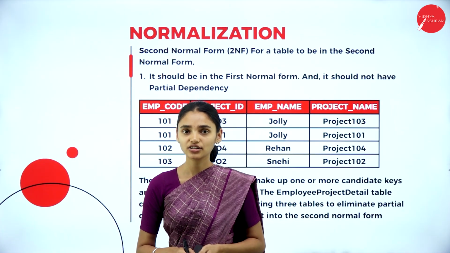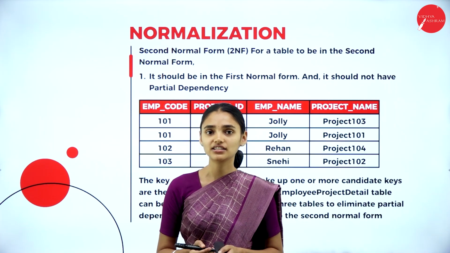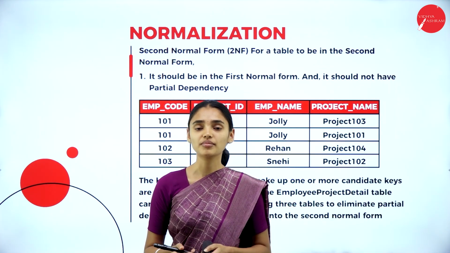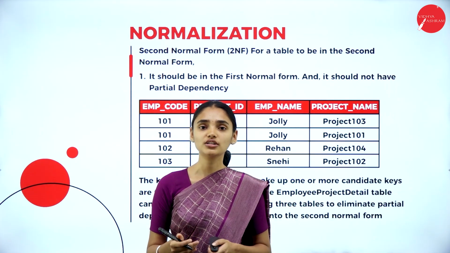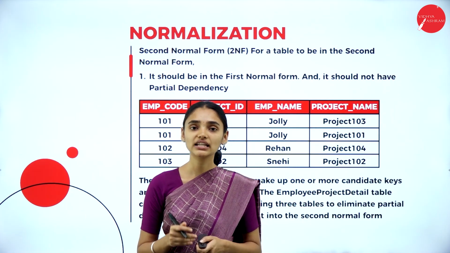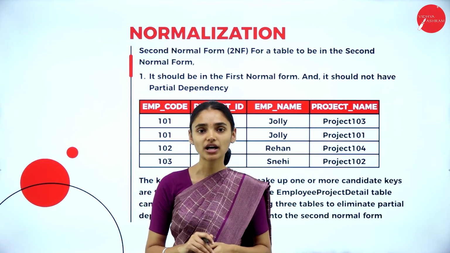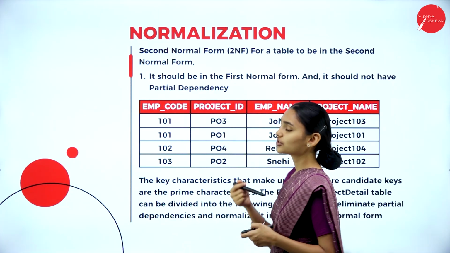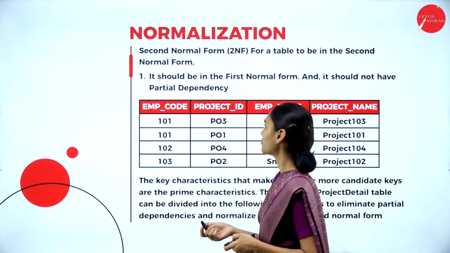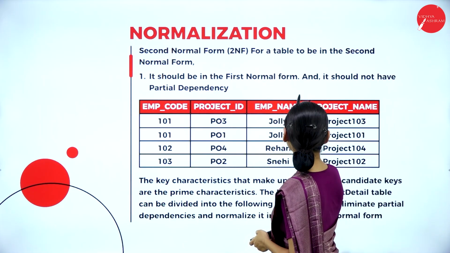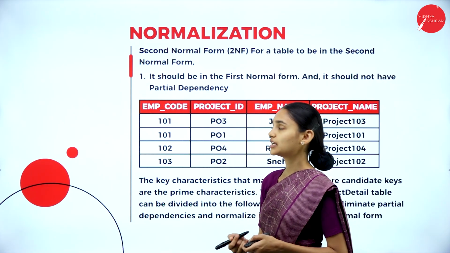Next is second normal form. If we want to say that the table is in the second normal form, the table must follow all the rules of the first normal form, and in the second normal form there should be no partial dependency. It should be in the first normal form and it should not have any partial dependency.